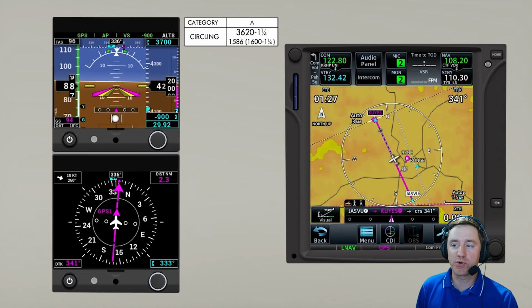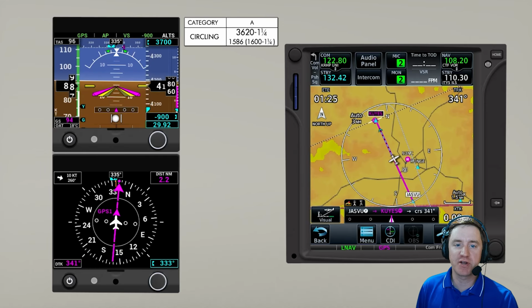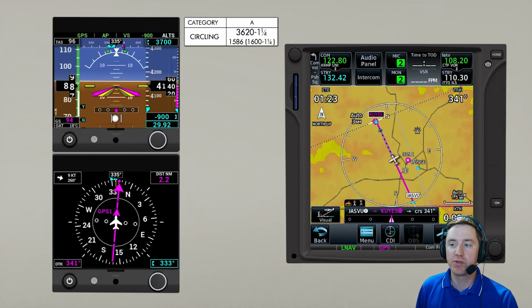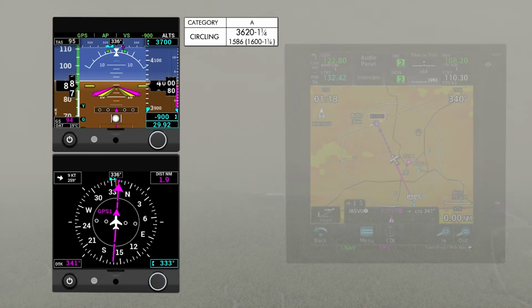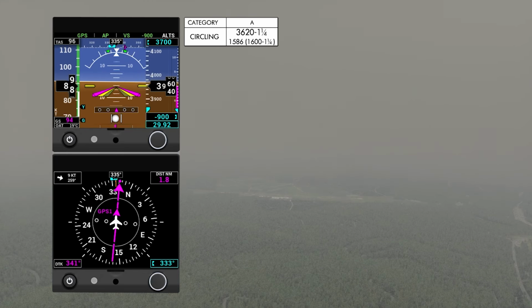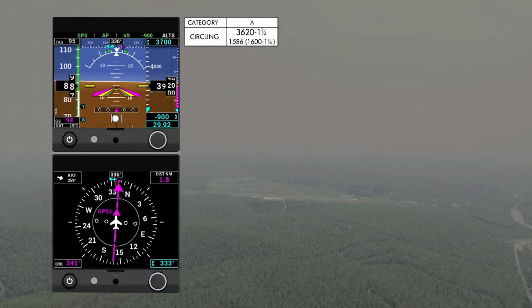The steep descent that's required here is definitely another gotcha. If we'd started down at a 500 foot per minute descent here, we'd have no chance of breaking out in time to see the runway. Starting to get some ground contact here. And I've got the airport in sight.